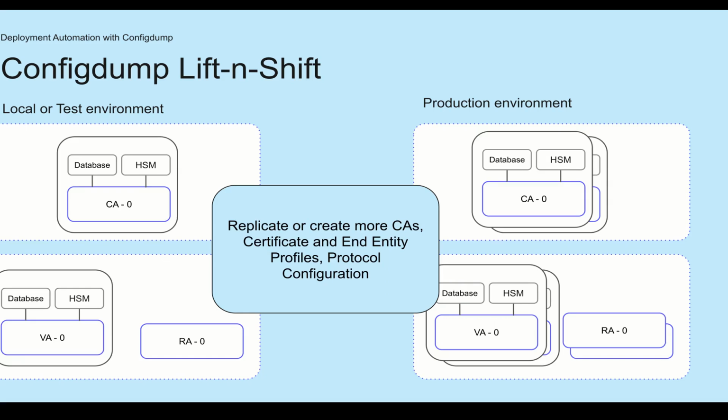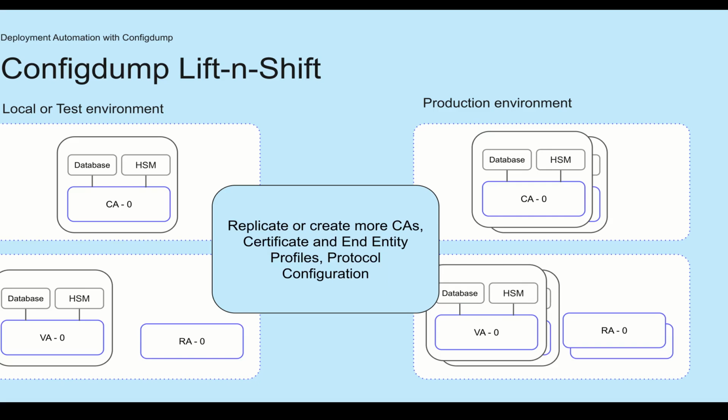For example, you might have one or two CAs in your existing environment. You can copy or modify this existing config dump JSON file to add more CAs. You might want to edit some of the attributes, for example the CA subject DN. You might want to add more certificate and identity profiles, add more protocol configuration or aliases like ACME and EST aliases, and then after you export it out, you have this whole environment replicated.